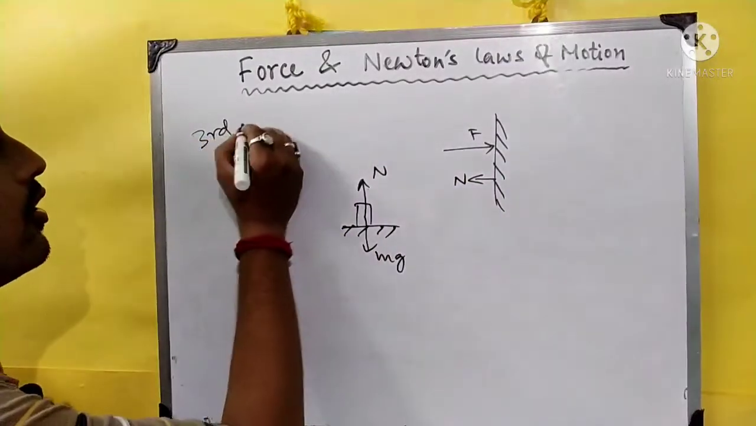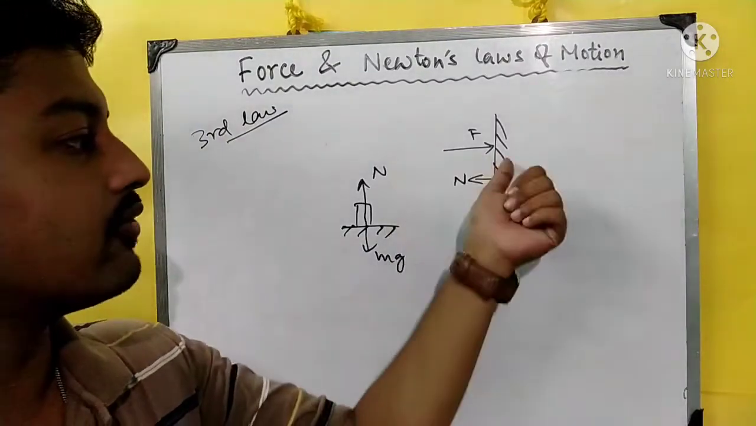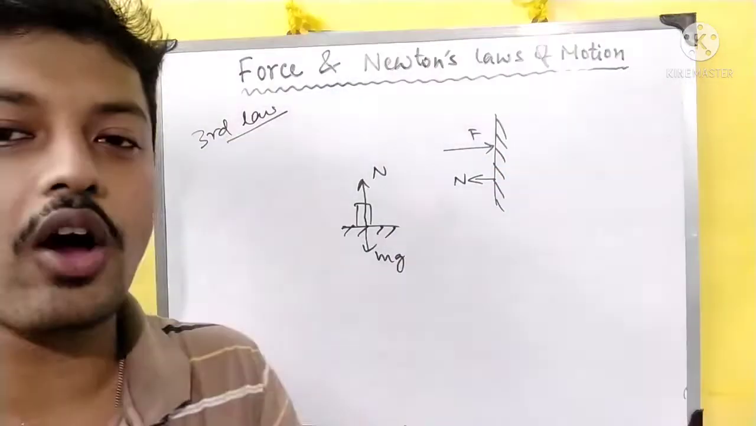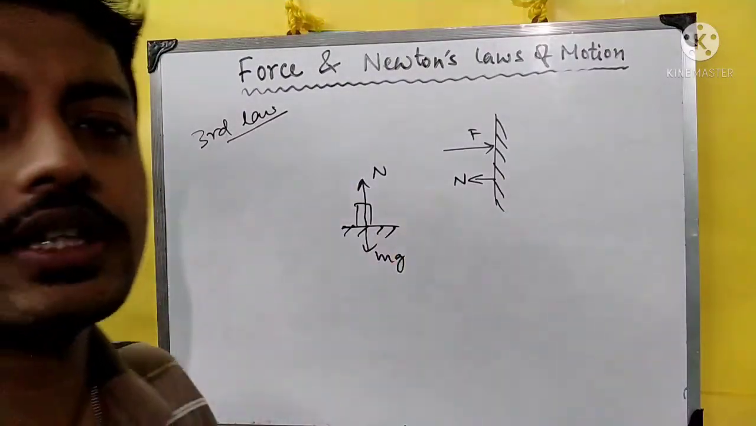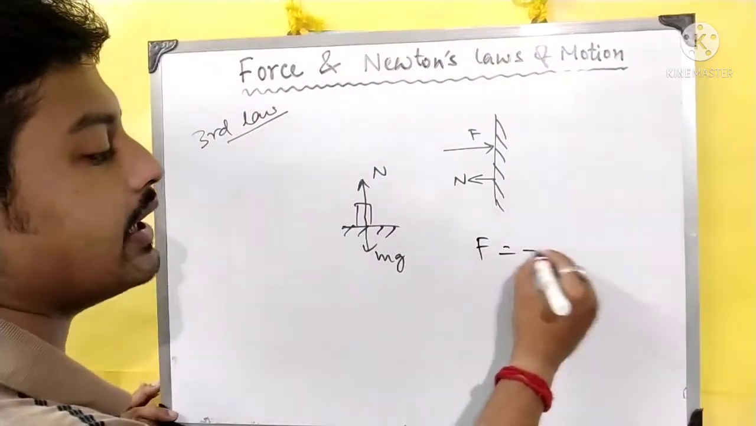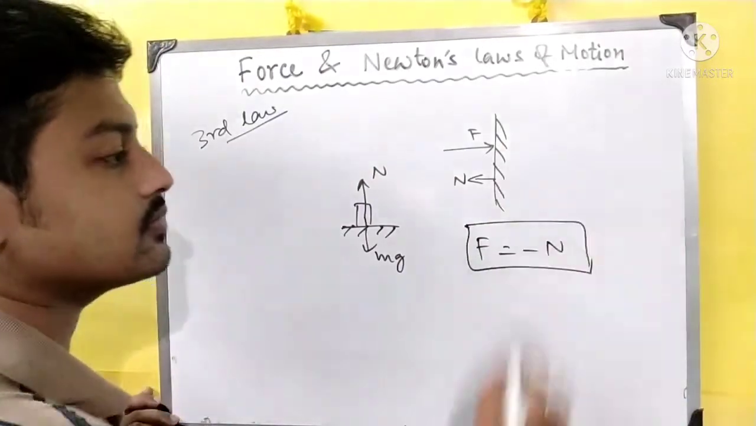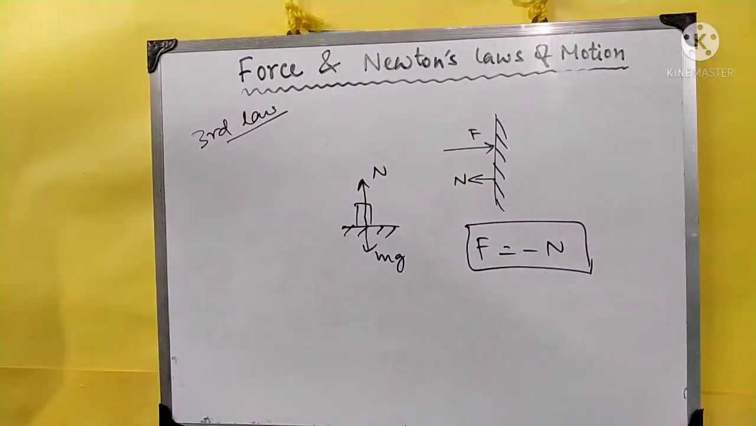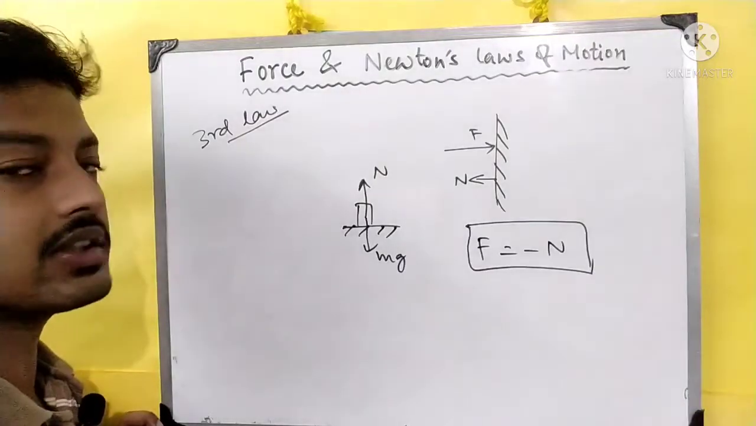So what does the third law say? Every action force has an equal and opposite reaction. So this force will be equal and opposite to the normal force. From here the concept of linear momentum conservation comes.